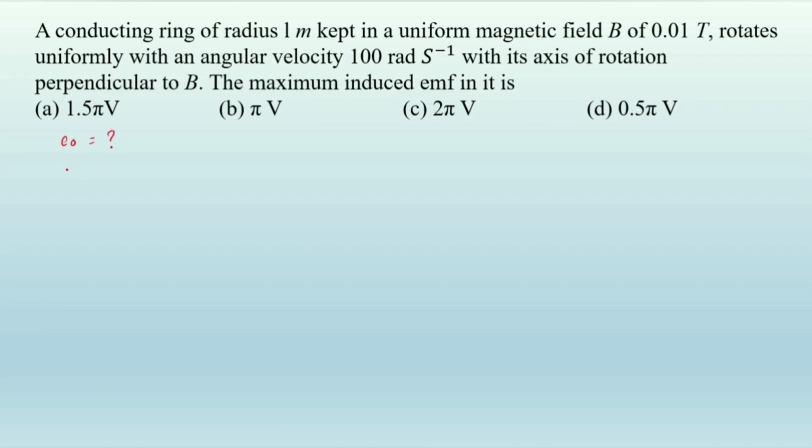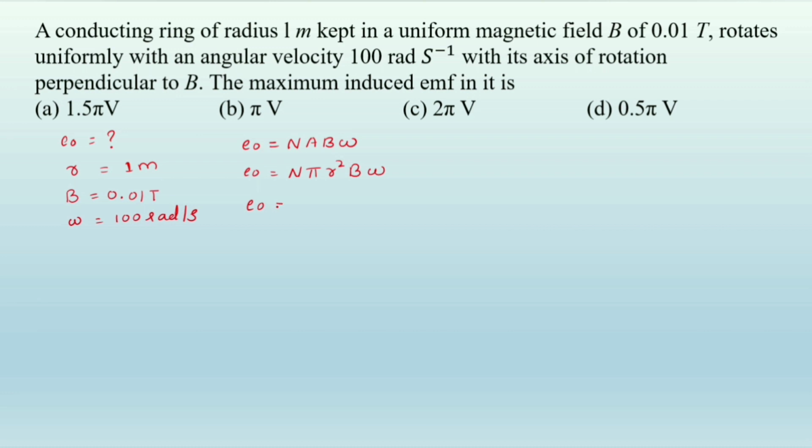Here the radius of that conducting ring is given, that is 1 meter, which is kept in the magnetic field of 0.01 Tesla, and its angular velocity is given, omega equal to 100 radian per second. So maximum EMF induced is given by the equation E0 equal to NAB omega. E0 equal to N into, so here the area of the conducting ring is equivalent to the area of the circle. So we can write pi r square B omega.